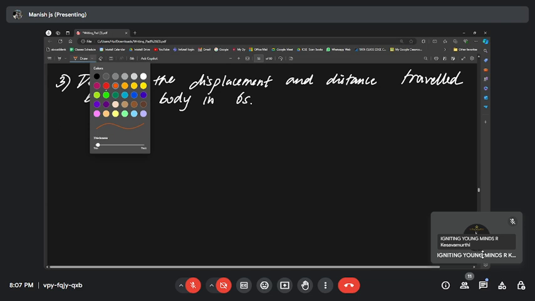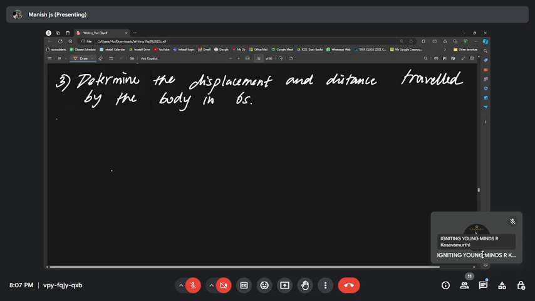Now let us see the graph. I'm just giving you the graph. So this is the graph that is there. Basically, a velocity time graph is given. You have velocity in meters per second and time in seconds.